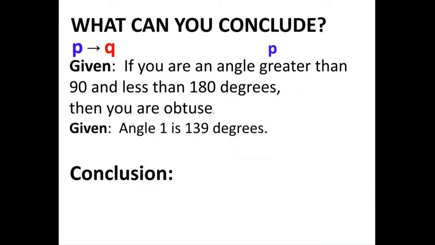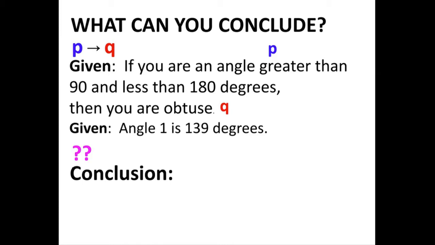Of course, I know my original hypothesis on the first conditional is that an angle is greater than 90 and less than 180 degrees. I know that my conclusion on that original conditional was that you are an obtuse angle. And the question I'm asking myself right now is, how does this statement, angle 1 is 139 degrees, line up with my original hypothesis?